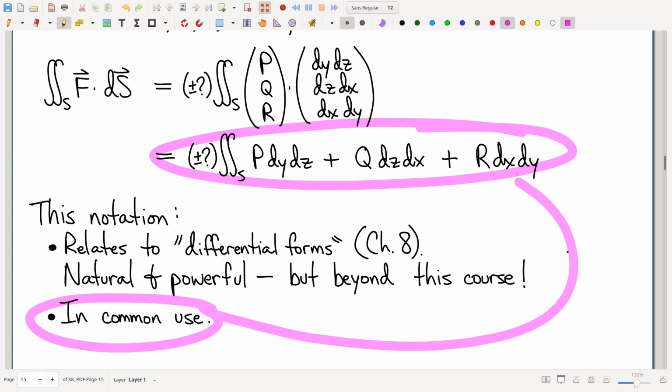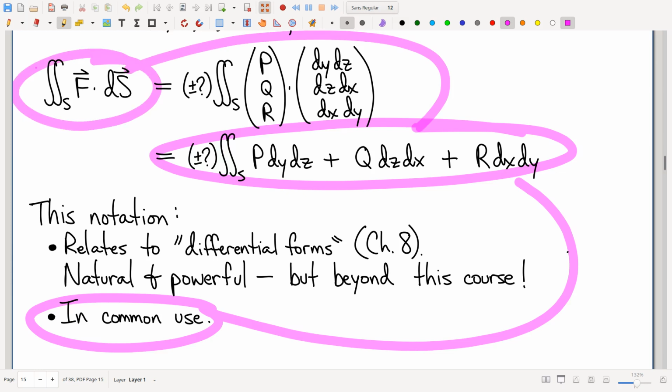But in practice, where y'all are going to need to know this is that you're going to see these integrals. They are in common use in many contexts. And so when you see this, just remember that's just code for this. Is that cool? Very analogous story to what we saw with coordinate line integrals.